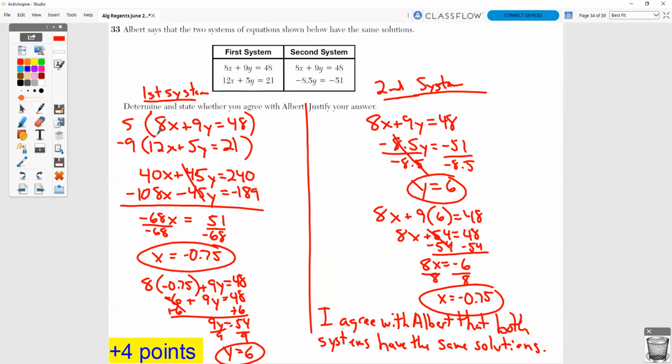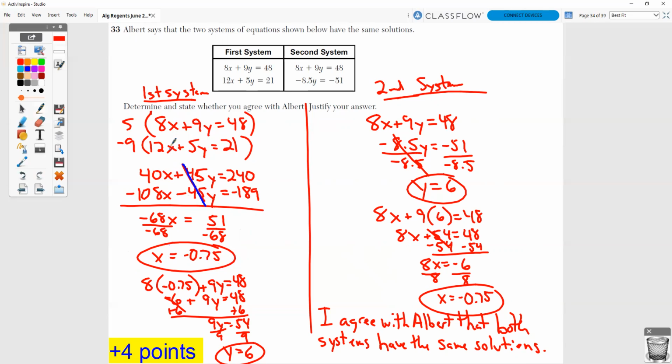Distribute, distribute. So now I have my opposites. I can now add going down, and these 45s will cancel out. So solve the rest of the equation. For x, you get x equals negative 0.75.